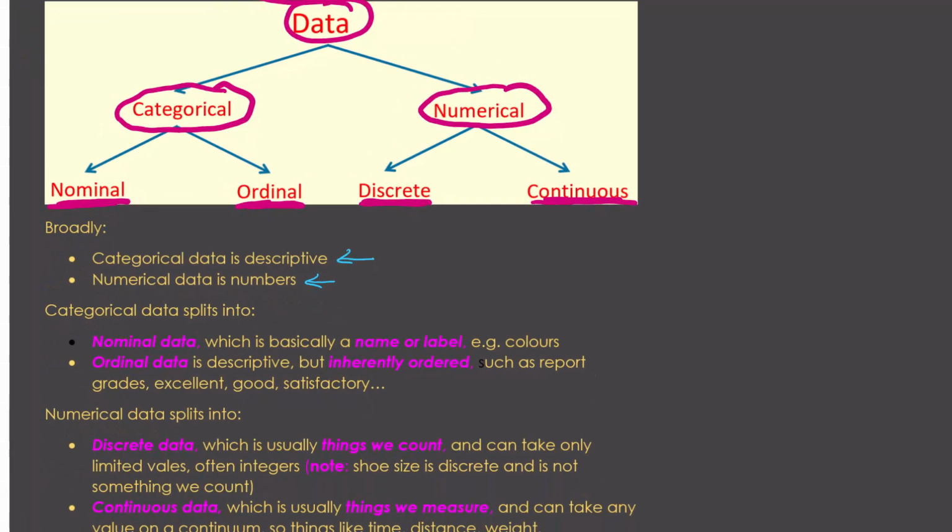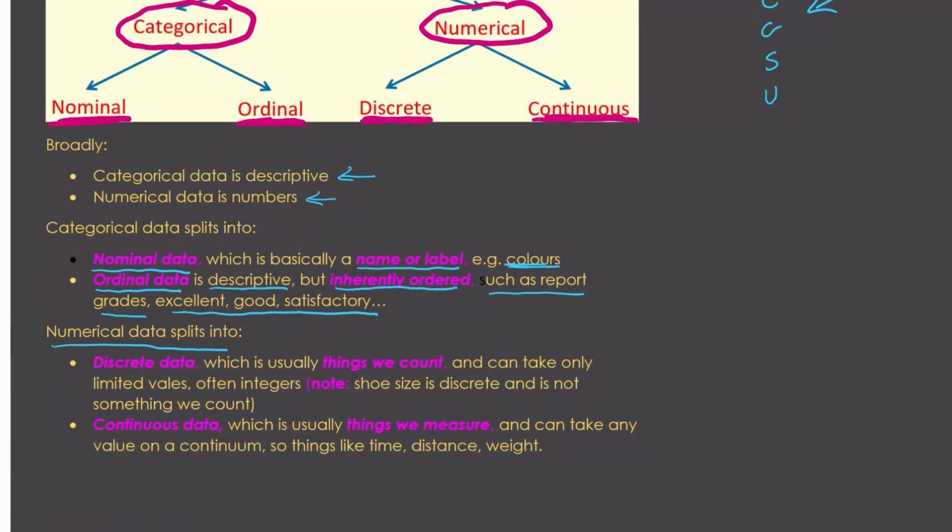Categorical data splits into nominal data, which is basically a name or label. For example, colours. Ordinal data is descriptive but inherently ordered, such as report grades, excellent, good, satisfactory, and so on. So excellent, good, satisfactory, unsatisfactory. Think about it. Which of those do you want to get on your report? They're descriptions, but inherently they are ordered.